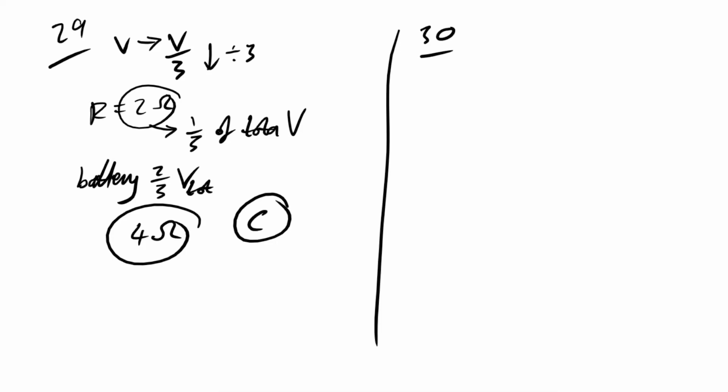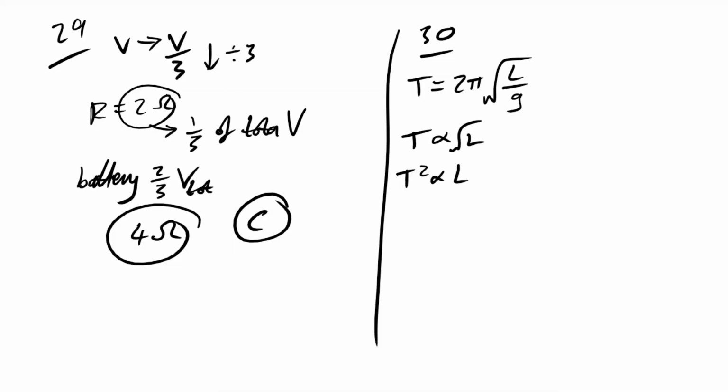And then finally, 30. Period is doubled when the pendulum length is increased by that much. Let's get our equation. T is equal to 2 pi root L over g. All we're concerned about is T is proportional to root L. So let's say T squared is proportional to L. So therefore I can say that T1 over T2 all squared equals L1 over L2.